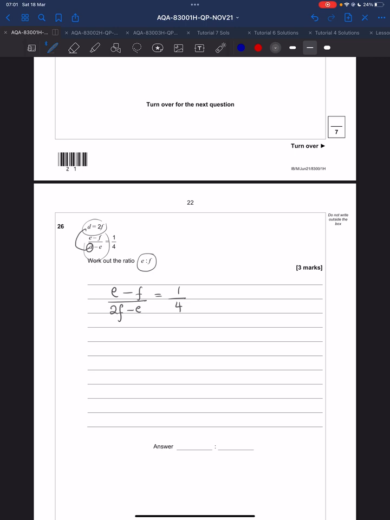Okay, so what I'm going to do now is multiply both sides by 2f minus e. So e minus f is 1/4 of (2f minus e). If I multiply this side by 2f minus e, it cancels out here, and it becomes the numerator up here. I'm also going to multiply both sides by 4 to cancel out the quarter. So I've got 4 times (e minus f) is 2f minus e.